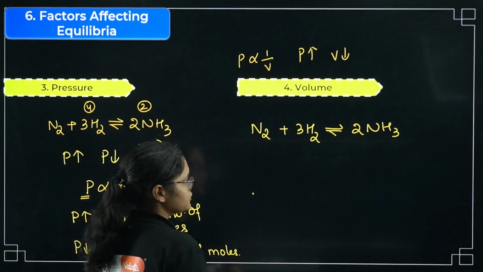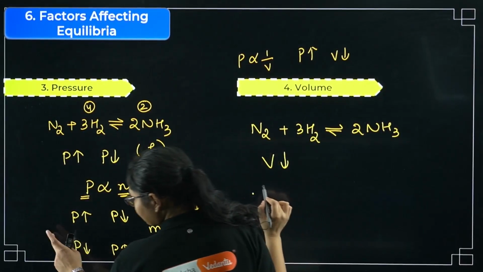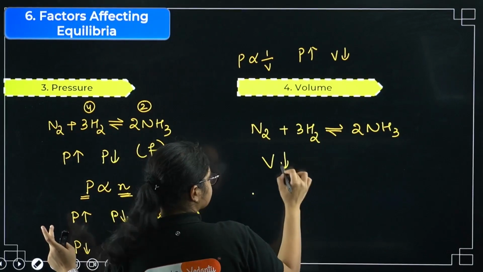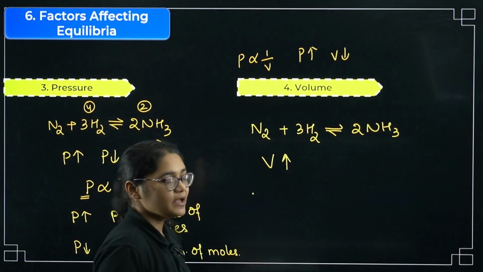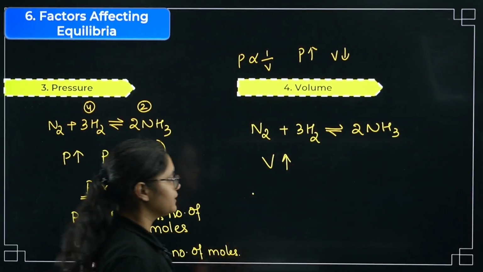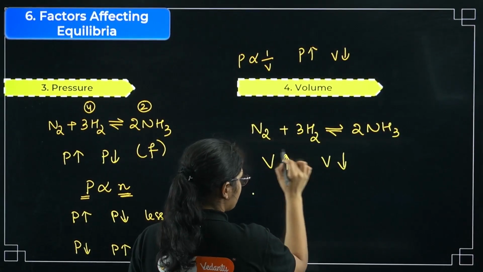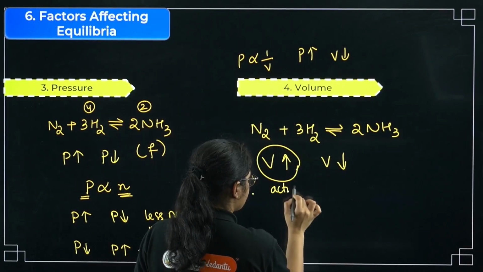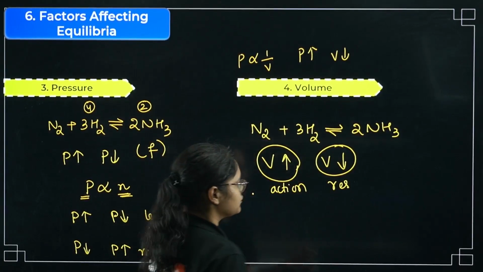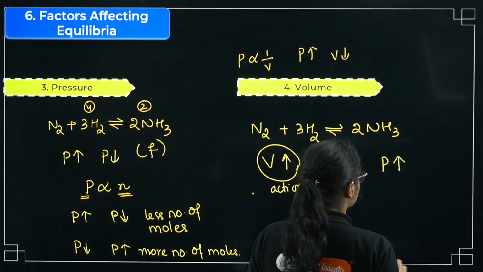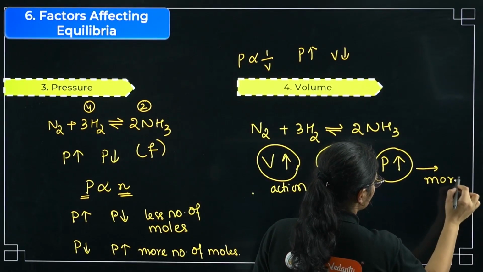Now let me consider that the volume is increased. If the volume is increased, that means the action has been taken, and the response is to decrease the volume. And if I want to decrease the volume, what should happen to the pressure? The pressure should increase, right? And if the pressure has to be increased, then it should go towards more number of moles.